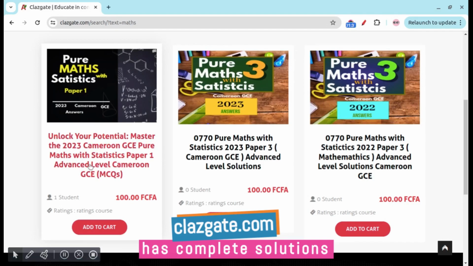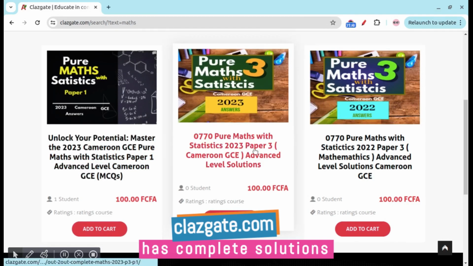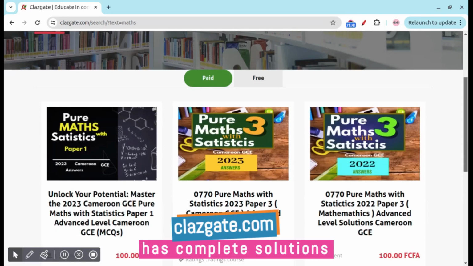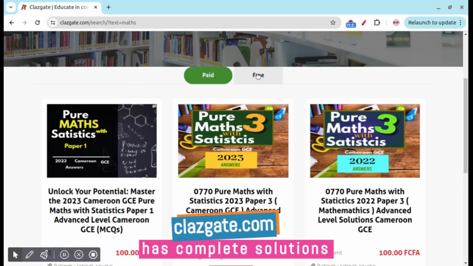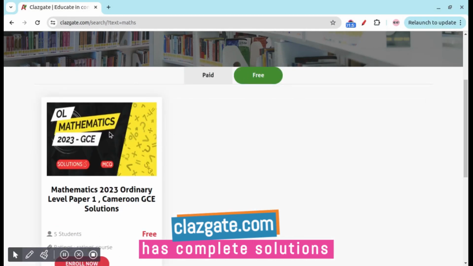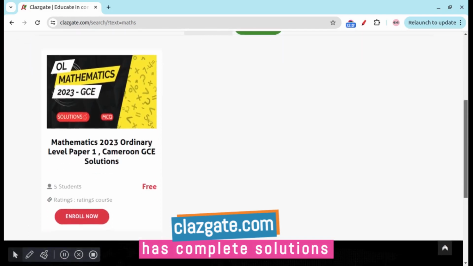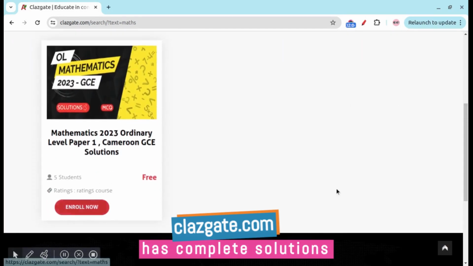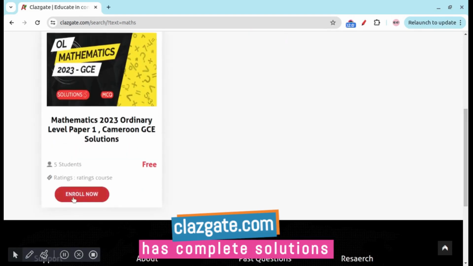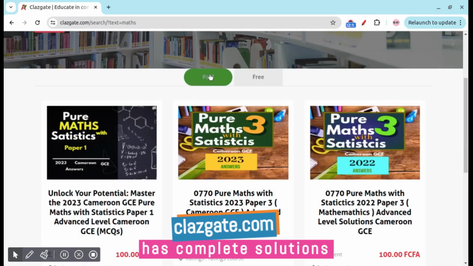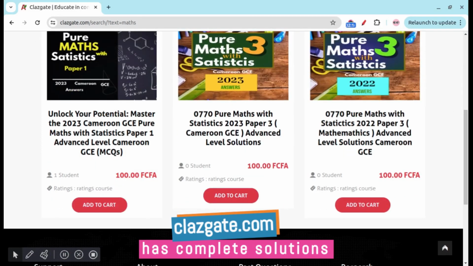This is paper 1, Math Statistics 2023 Solutions. And this is paper 3, 2023 Advanced Level Solutions. And this is 2022 paper 3, Advanced Level Solutions. That's 100 francs each. Among the free courses, we have O-Level Mathematics 2023 GCE Solutions paper 1. If you want to enjoy the free course, just enroll now and take it to the classroom. But if the course is paid, the button will be add to cart. You'll see the add to cart button.